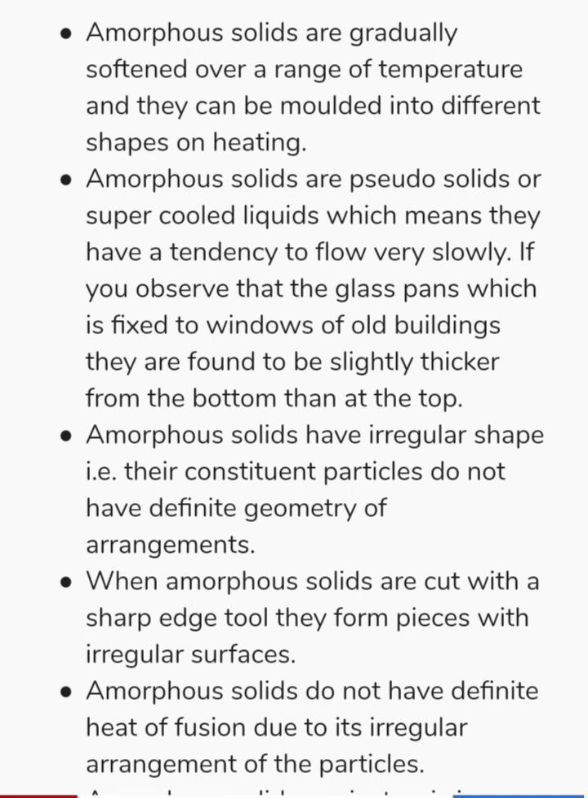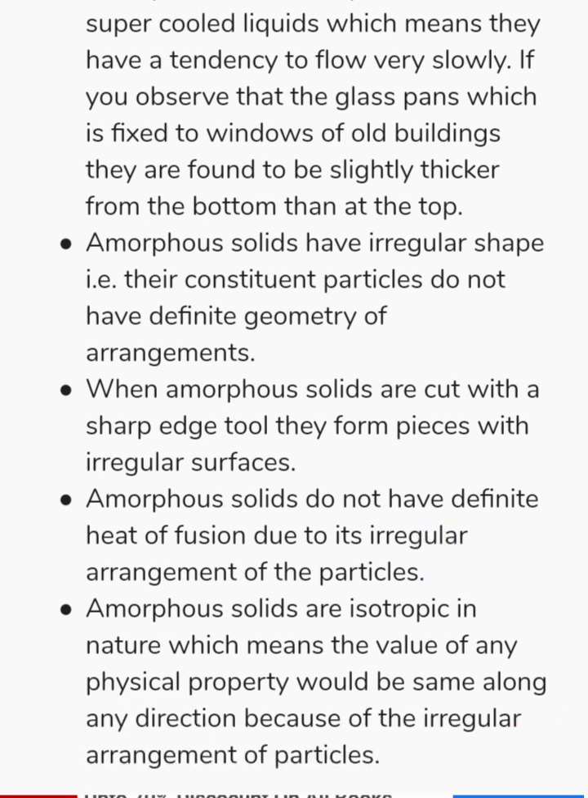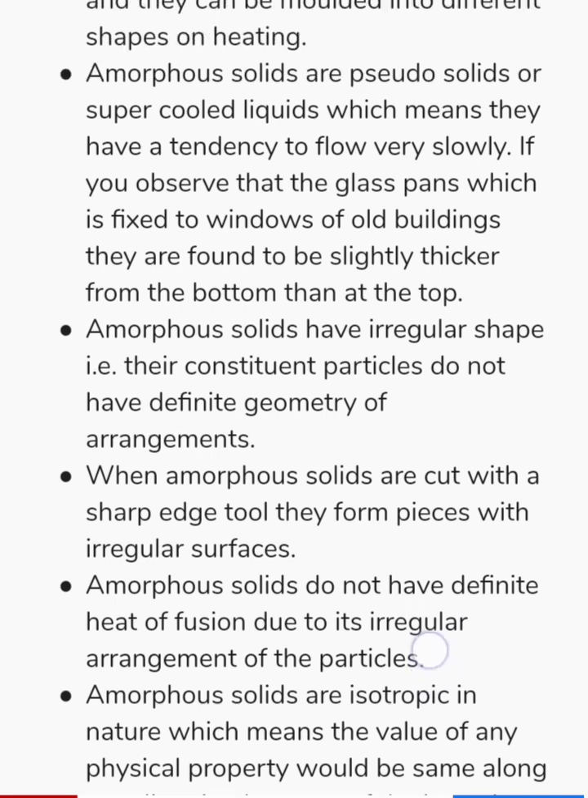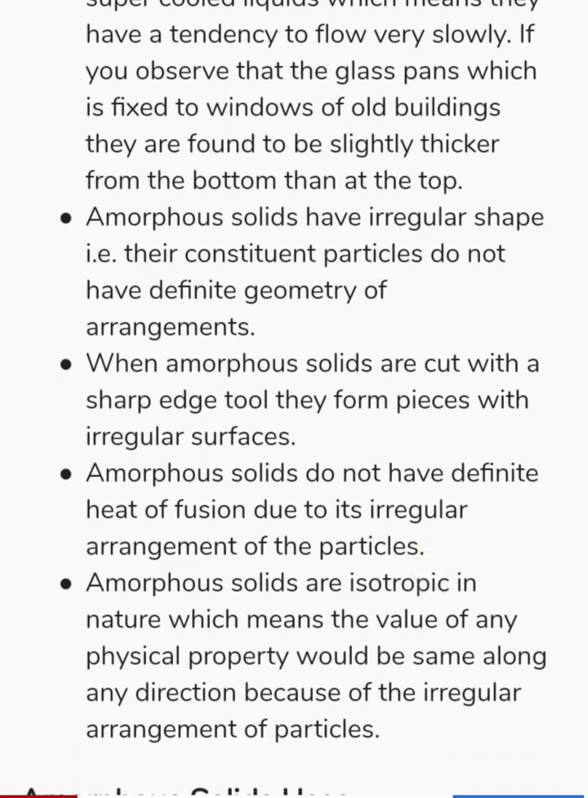Properties of amorphous solids. Amorphous solids gradually soften over a range of temperature, and they can be molded into different shapes on heating. Amorphous solids are pseudo-solids or supercooled liquids, which means they have a tendency to flow very slowly. If you observe the glass panes fixed to the windows of old buildings, they are found to be slightly thicker at the bottom than at the top.